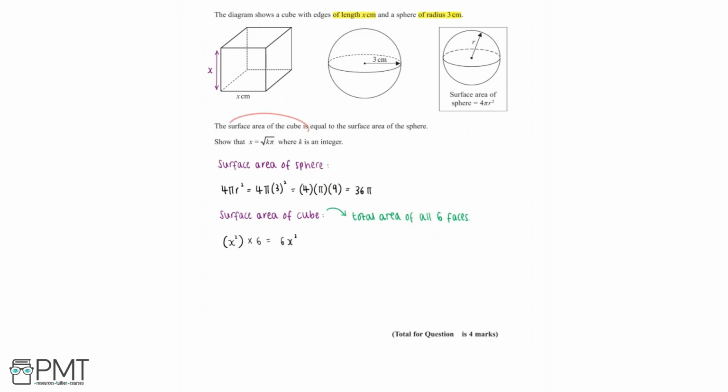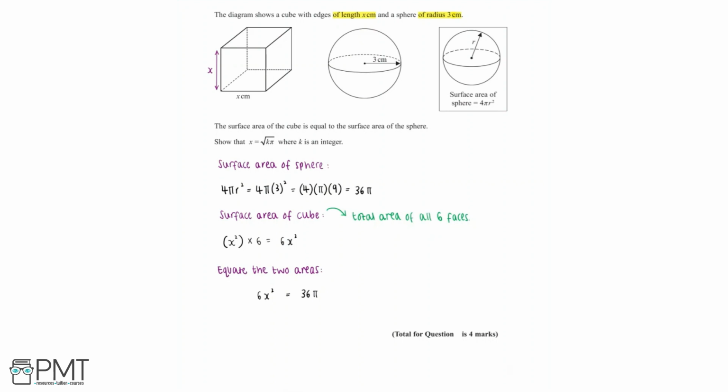We know that the surface area of the cube is equal to the surface area of the sphere. We said that the surface area of the sphere is equal to 36 pi, and the surface area of the cube is equal to 6x squared. We know that 6x squared is equal to 36 pi.